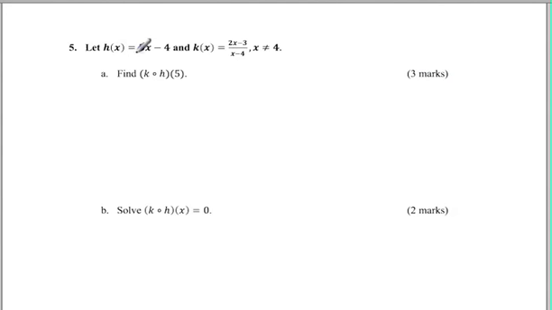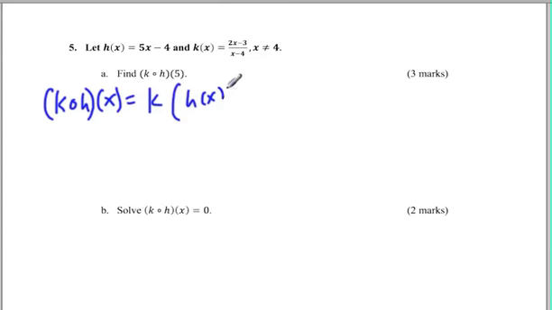All right, let's deal with this one. So let h of x equal that, and k of x is that. Okay, find k of h of 5. Okay, so the first thing you should do is probably just find k of h of x. So this means k of h of x. And what is h of x? That's 5x minus 4. So it's k of 5x minus 4. So what is this? This is simply the argument. And where does this argument go?